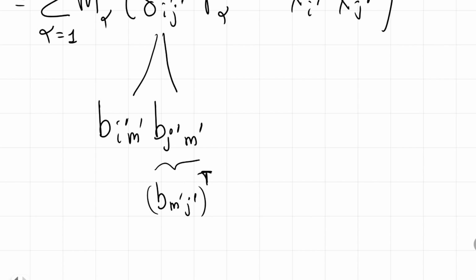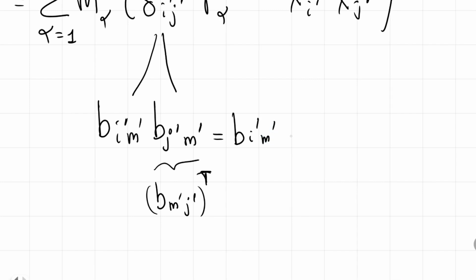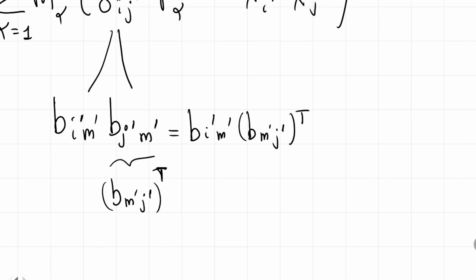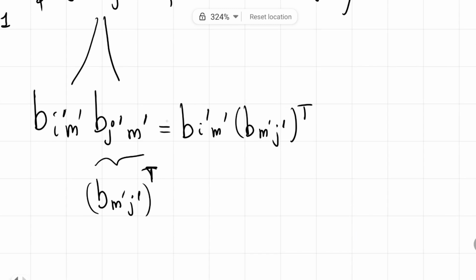So we can say that this is equal to b_i'm' and then b_m'j' transpose. Perfect. Maybe this is an abuse of notation, because right now this represents a product of matrices, for example b times b to the t, which is the transpose of b.